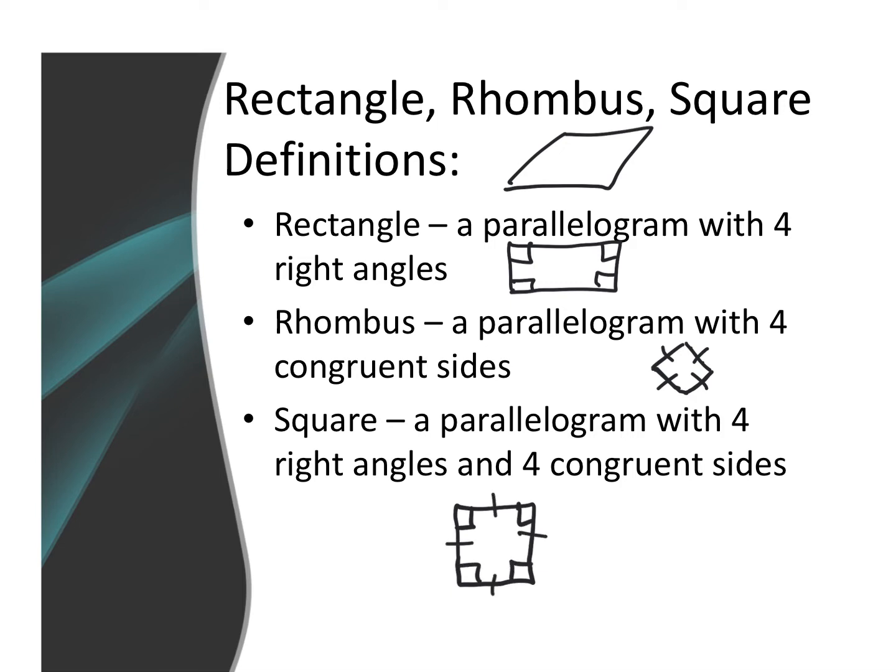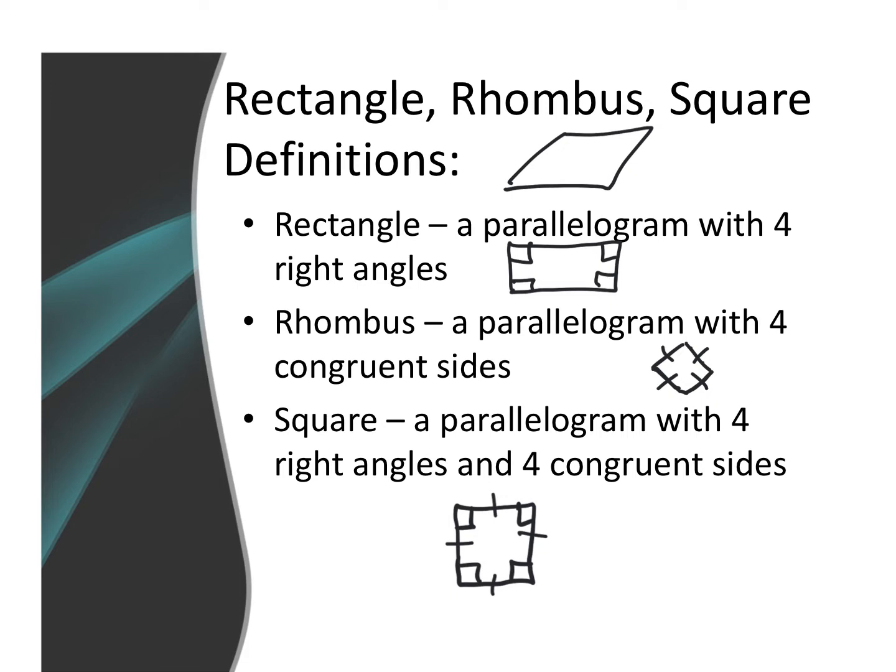You're going to need to memorize all of these properties. So all 3 of these have all the same characteristics or properties of the parallelogram, and now we've added in some special features. So the rectangle has everything a parallelogram has in addition to 4 right angles. The rhombus is all the things that a parallelogram has, but it's got 4 congruent sides. The square has everything a parallelogram has, and then 4 right angles and 4 congruent sides.